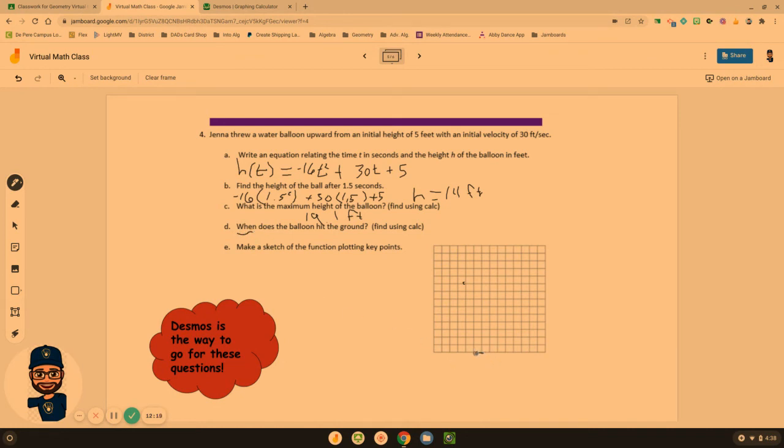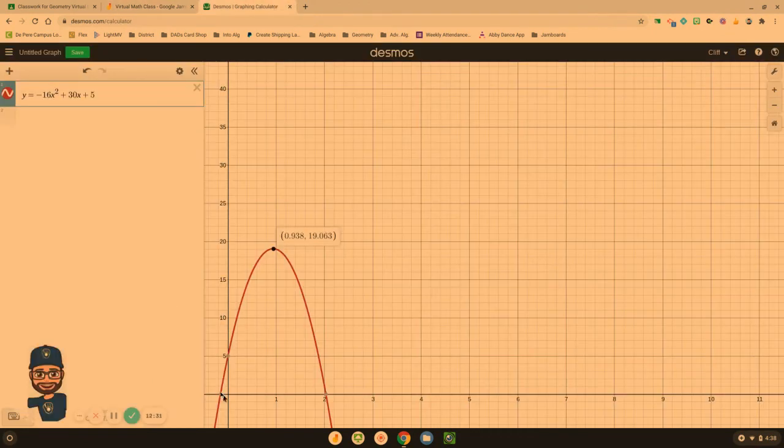So we know it hit the ground over here, but what time was that at? 2.03 seconds. Okay, and again, I'm getting that from this graph. How high was it? That's the y part. When did it hit the ground is the x value. So use Desmos to help you find that information.